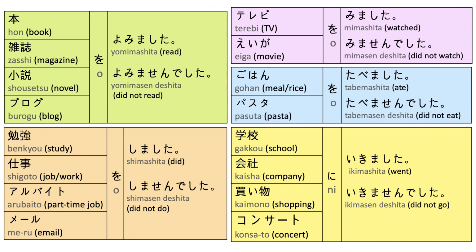Here, please find 5 tables of commonly used nouns and verbs. You can use the verbs in mashita or masendeshita forms to describe if you did or did not do these activities.